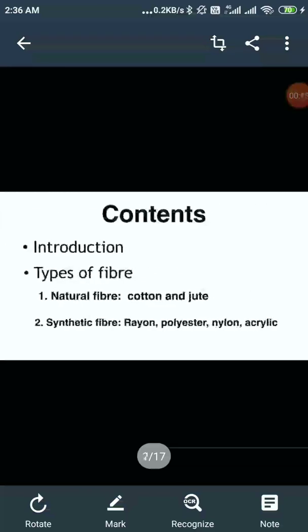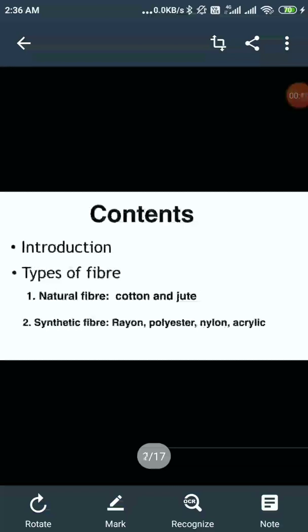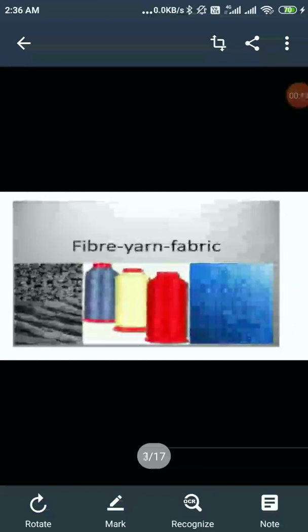In this chapter we learn about the introduction of the chapter Fiber to Fabric, types of fiber, natural fiber and synthetic fiber. So students, in this chapter we'll learn about the journey of fiber to fabric, how the fabric is being made up of.